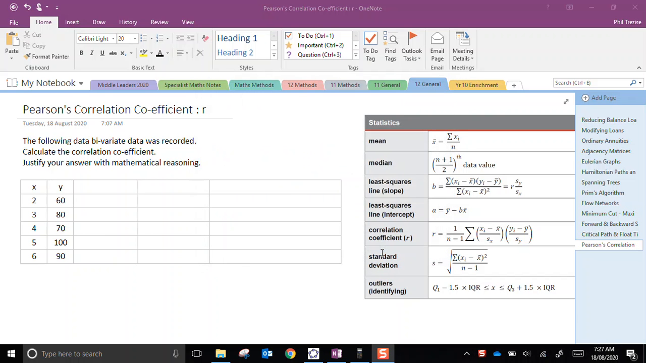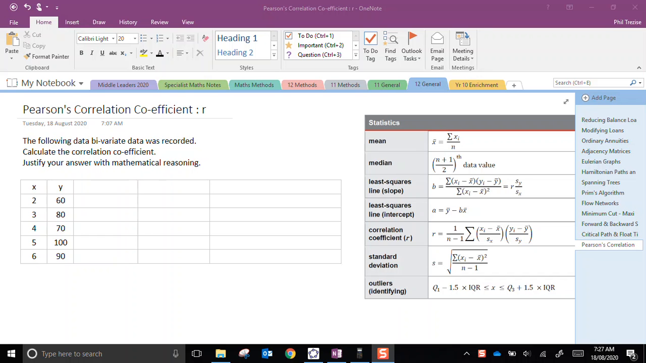Hi everyone. This lesson is going to be about calculating Pearson's correlation coefficient, also known as R. So I've got an example of a question here that we might have to do. The following bivariate data was recorded. Bivariate just means two variables, x and y. Then calculate the correlation coefficient. Justify your answer with mathematical reasoning.